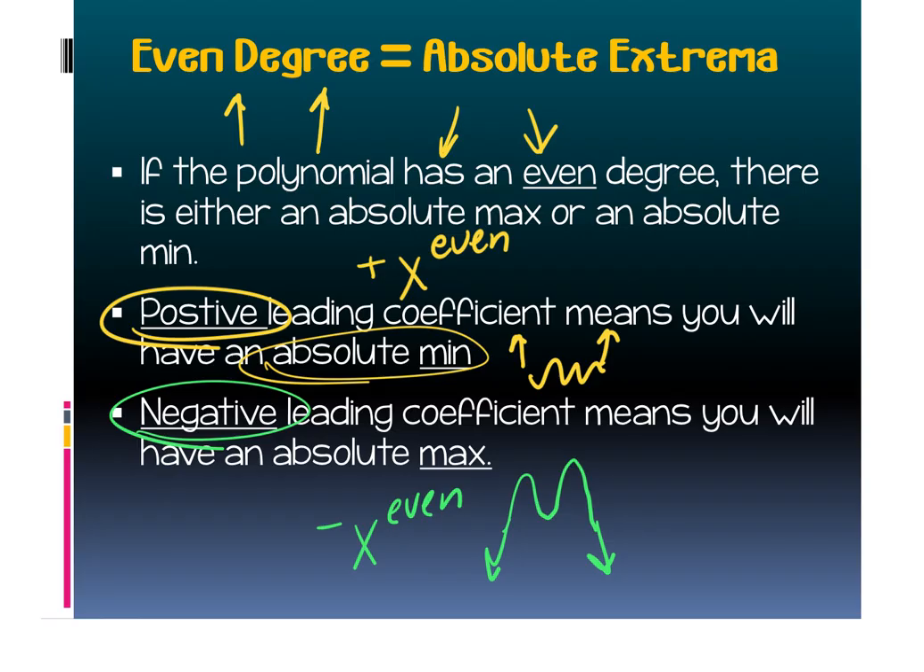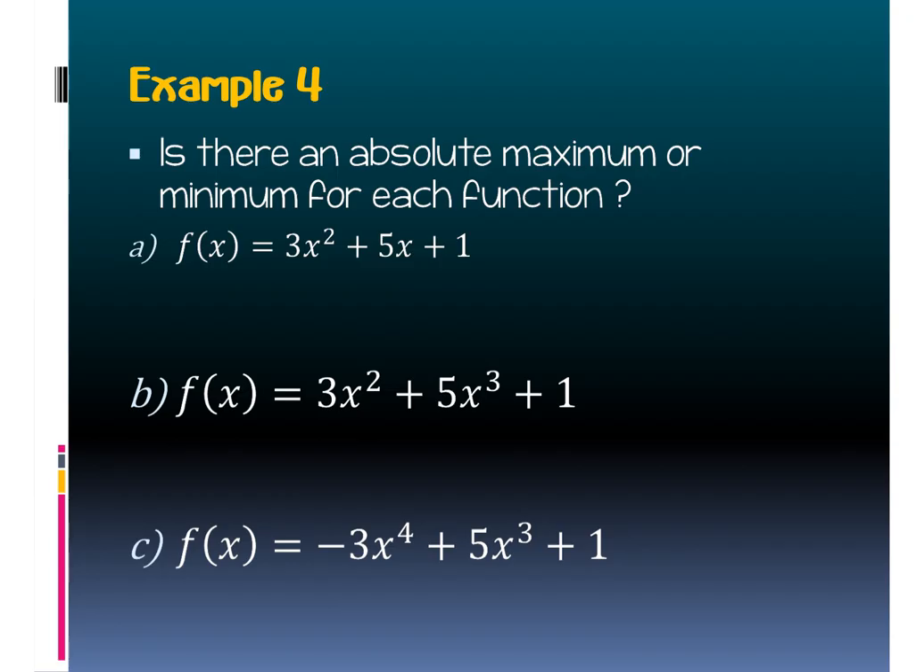All right. Example 4. Is there an absolute max or min for each function? For A, yes, and it is a min. B. Trick question. We don't know. Actually, we do know it's a no. We didn't talk about it, but an odd power means one's got to go up and one's got to go down.